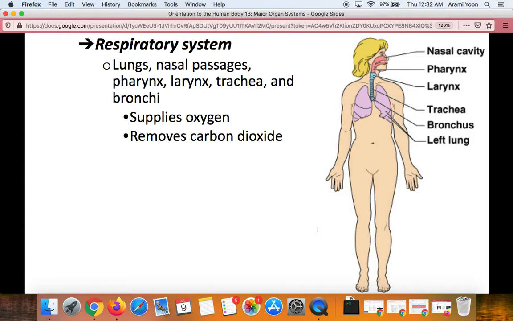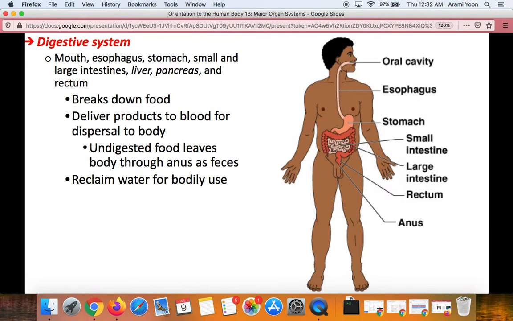Next is your respiratory system, which is composed of your lungs, your nasal passages, your windpipe, which is also known as your trachea, and then all of the little parts that are inside your lungs, the bronchi. So the respiratory system brings in oxygen, which then goes into your blood, and it takes carbon dioxide out of your blood and you exhale it to your environment.